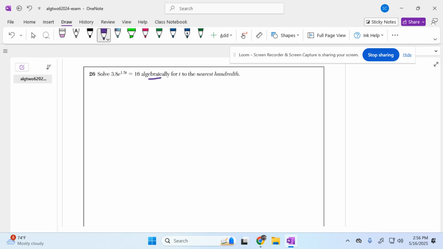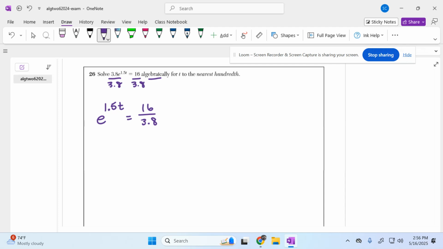Since it has an exponent that has a variable, we know we're going to need logs here. Since the base is e, I'm going to use natural logs. So I'm going to divide by 3.8 to the other side. e to the 1.5t is equal to 16 over 3.8. I don't care what 16 over 3.8 is. I'm just going to leave it. The calculator will eventually do all the work for me.